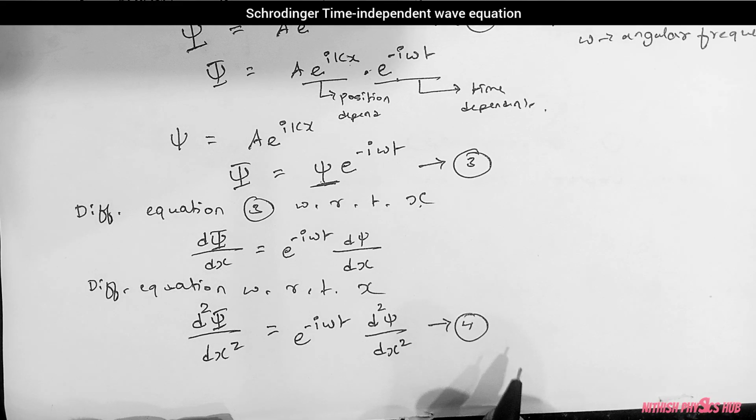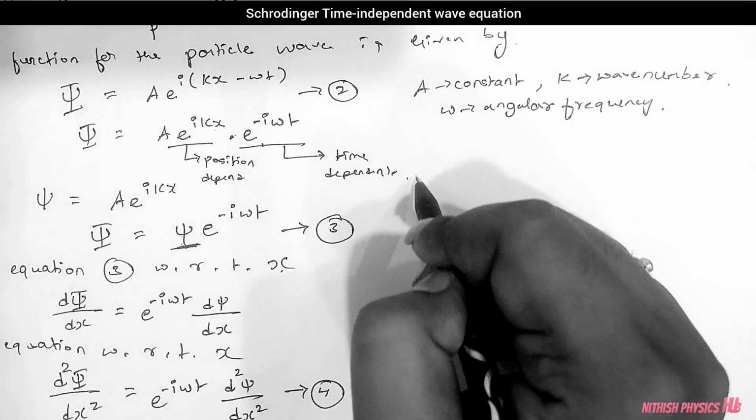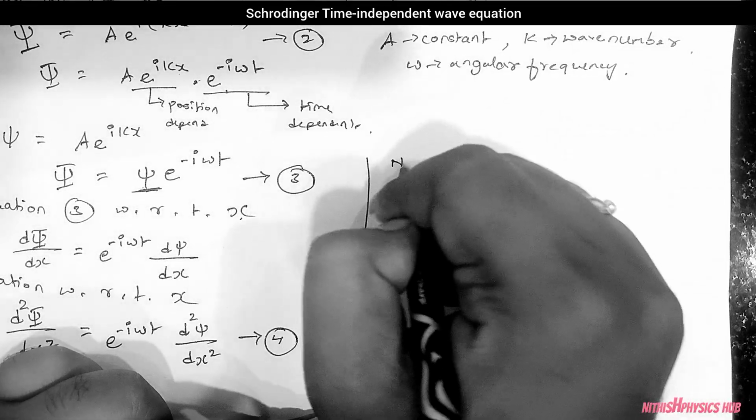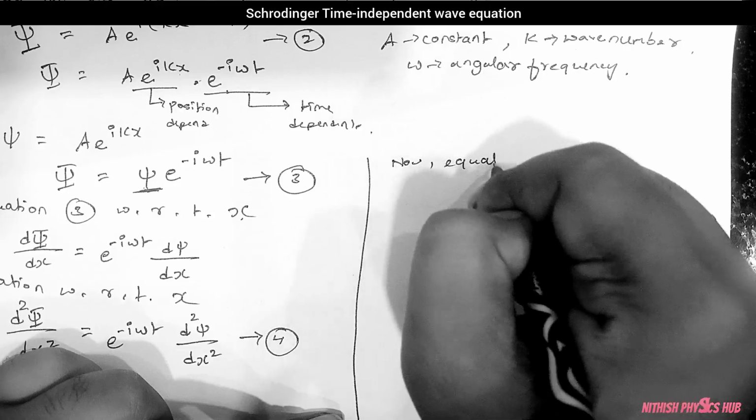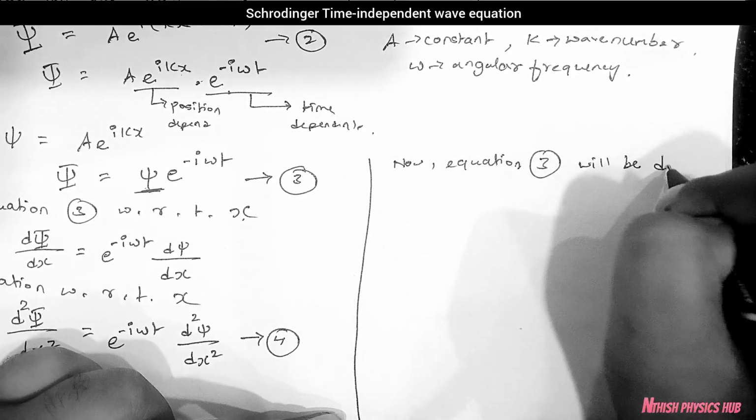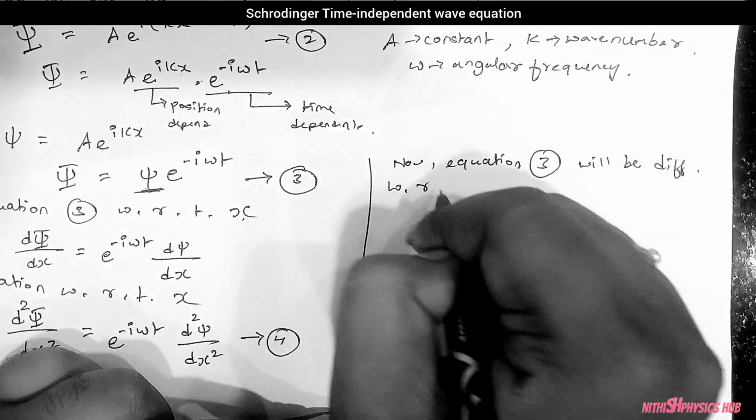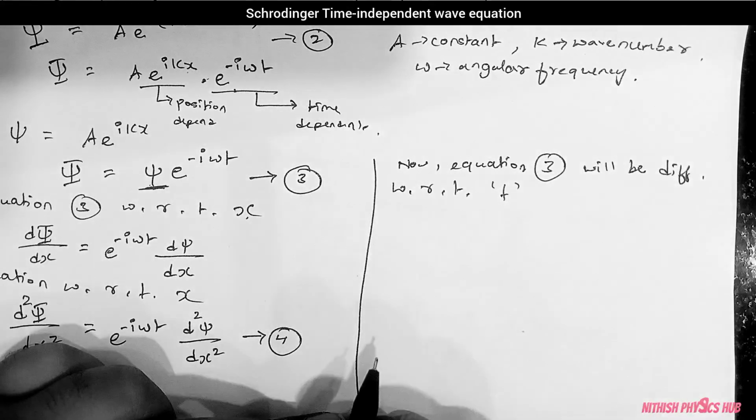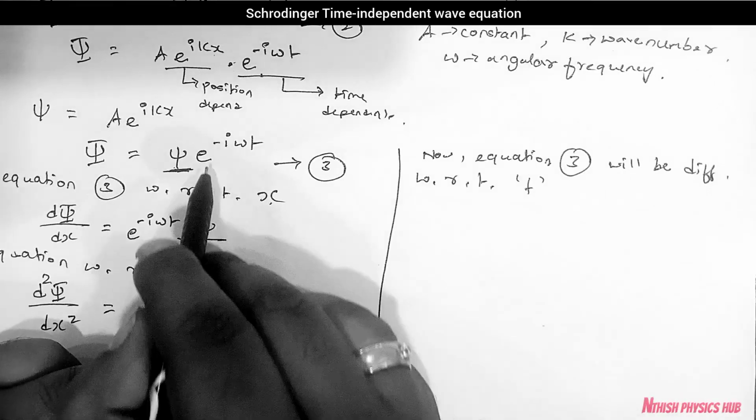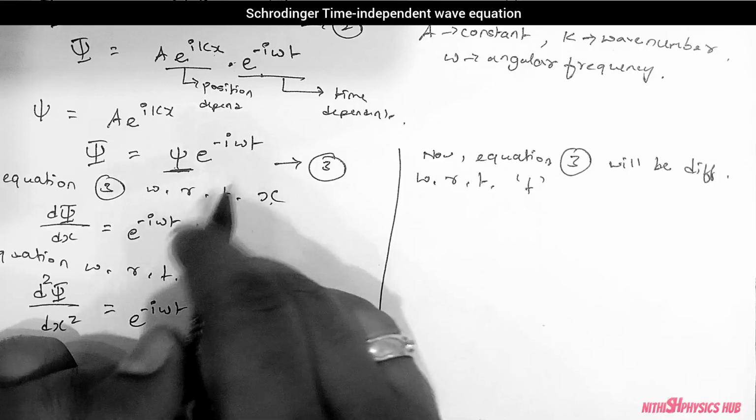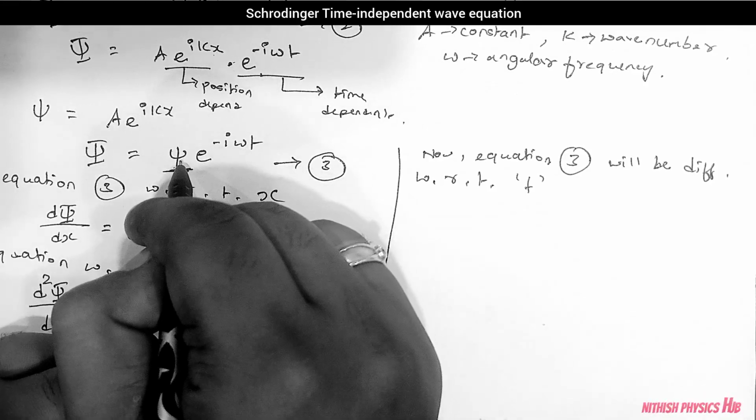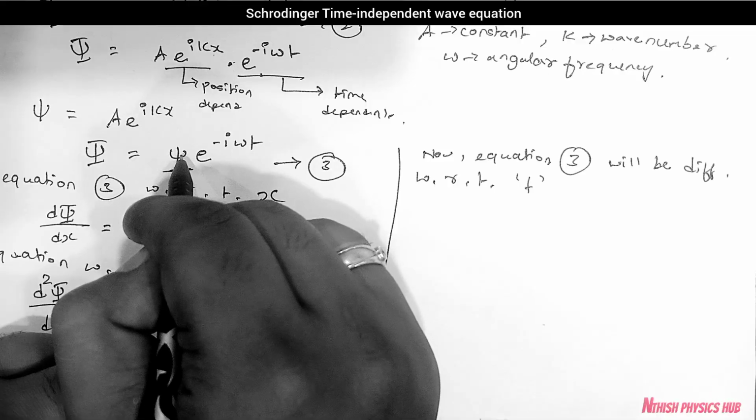Right? Now the same equation, equation 3, will be differentiated with respect to time. So here what we have done, we have differentiated with respect to x. Now we will be differentiating with respect to time. Now e to the power of minus i omega t will be the variable, and psi will not be having any time term, so this will be acting like a constant.